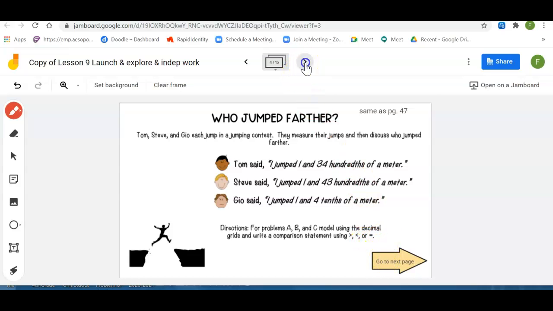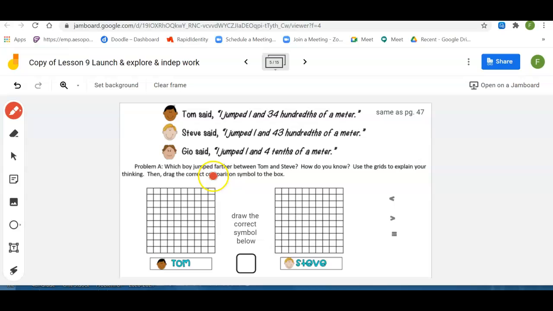So we're going to go to our next slide here, and the question in problem A is, which boy jumped further between Tom and Steve? So Tom and Steve is what we're looking at first. How do you know? Use the grids to explain your thinking, then drag the correct comparison symbol to the box. All right. So we're comparing right now Tom and Steve. So the first two up here. So Tom jumped 1 and 34/100ths. Steve jumped 1 and 43/100ths.